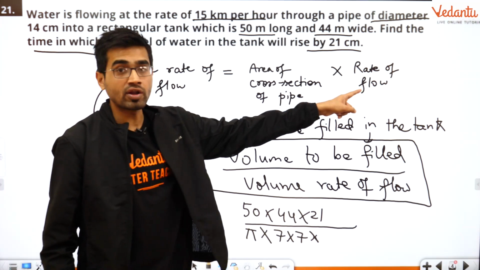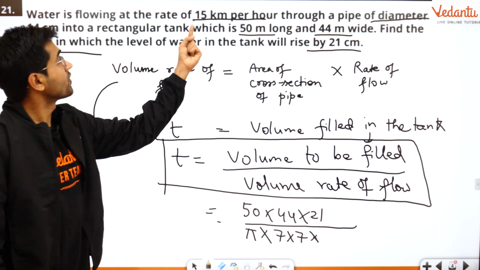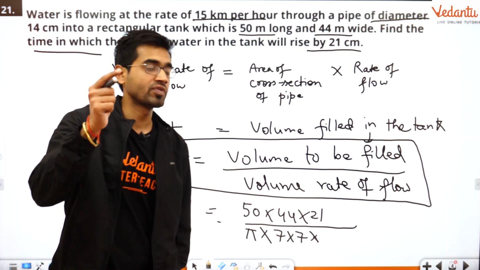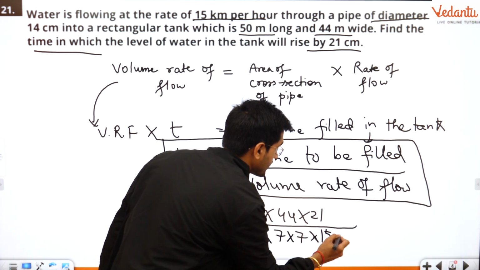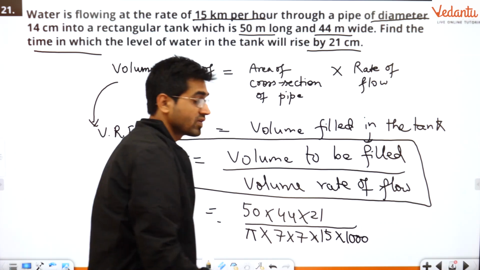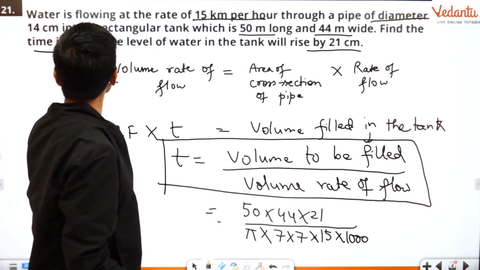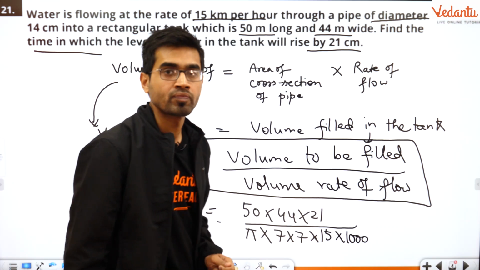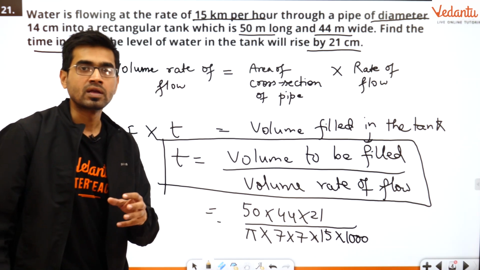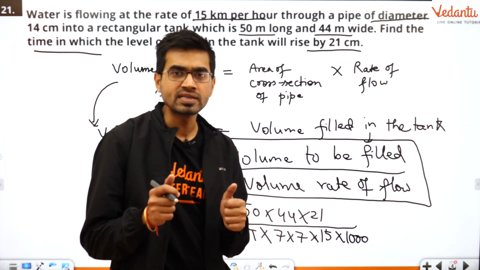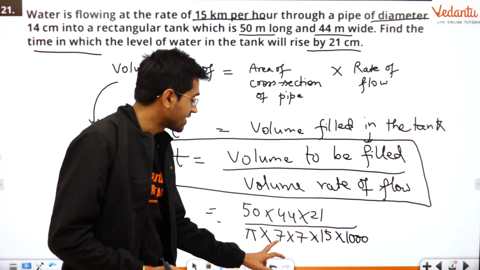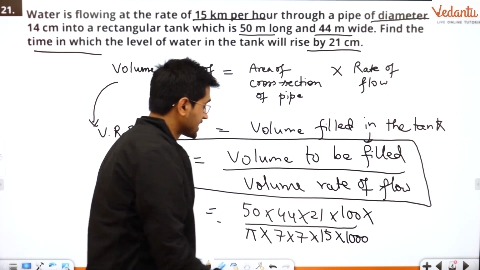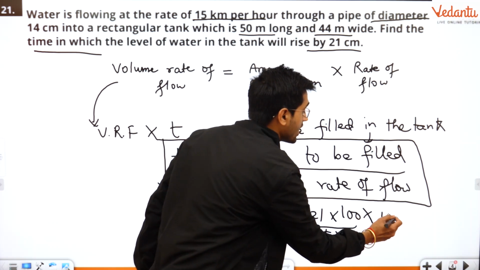And what is the rate of flow? How fast is the water flowing? 15 kilometers per hour. Kilometers have to be converted into meters. So what is that? 15 into 1000. This is converted into meters. What was the diameter? Centimeter. So what should you do? Convert it into meters. You should divide by 100. That is the thing you want. Just take that, 7 divided by 100. So that 100 will come up.